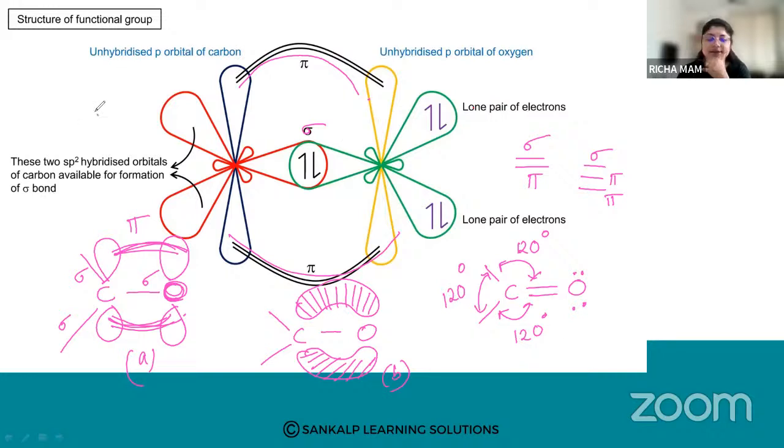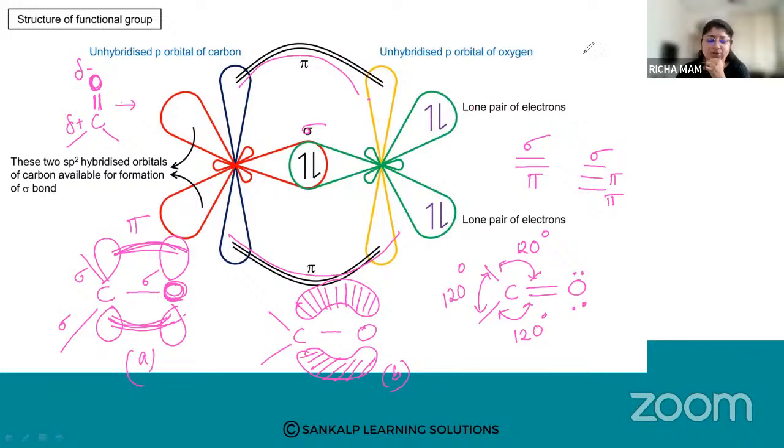And we know that in the C double bond O bond, because of the presence of the oxygen atom, which is a highly electronegative atom, the atoms will get polarized. So oxygen will get a partial negative charge, and carbon will get a partial positive charge.